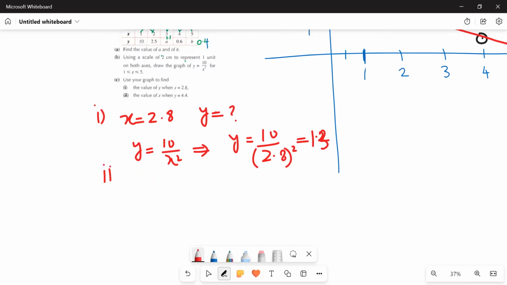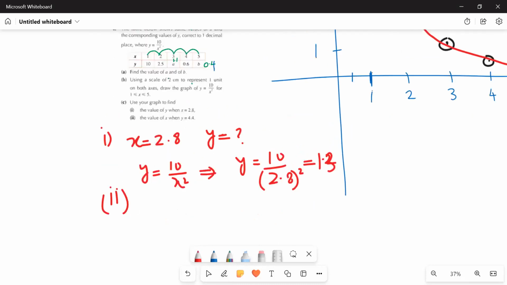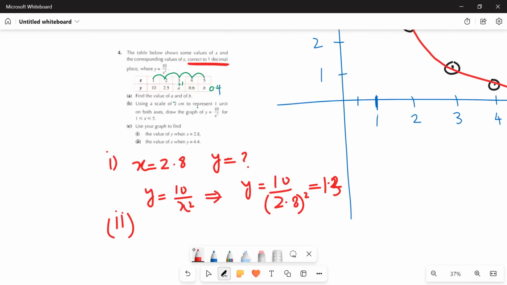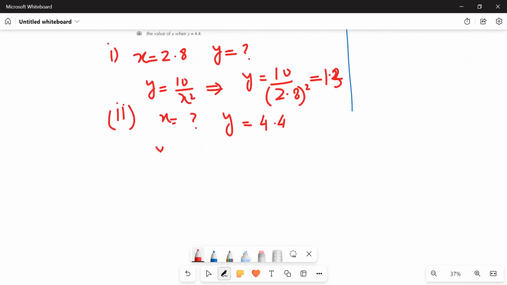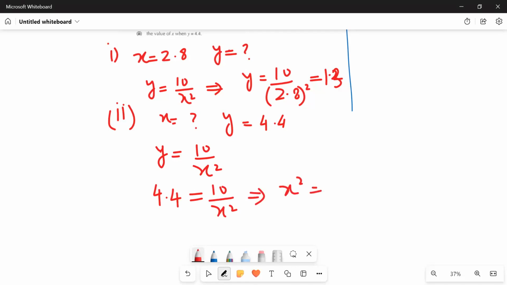Now the second part is, because it's mentioned here, correct to 1 decimal place. Okay, the value of x is, we have to find x, when y is 4.4. The function is y equals 10 over x square. Put 4.4 equals 10 over x square. Cross multiply, x square will come here, and 4.4. So 10 divided by 4.4, it is 2.3 also.